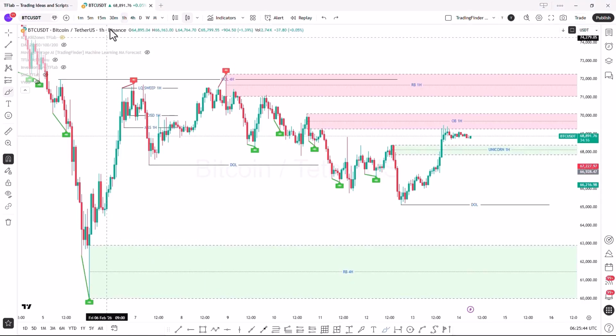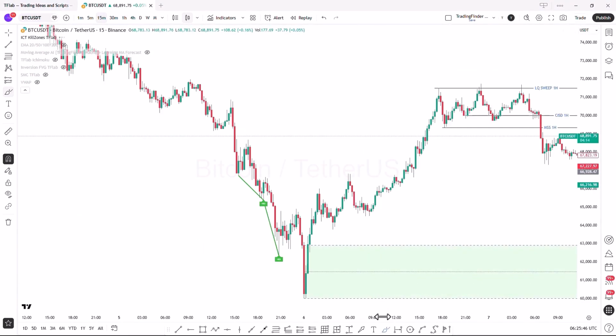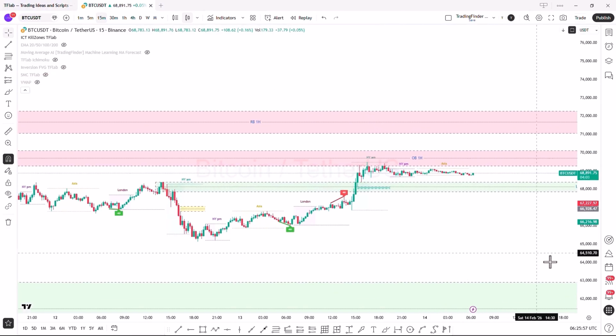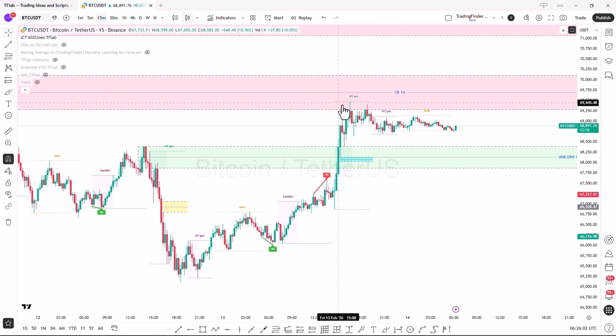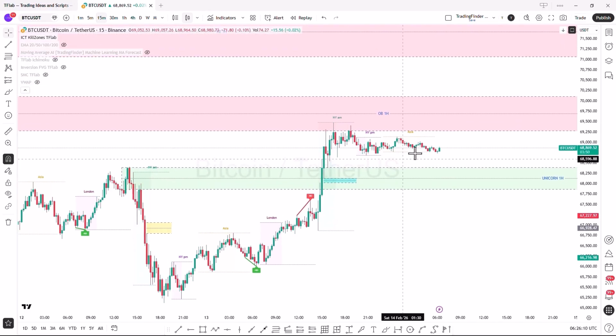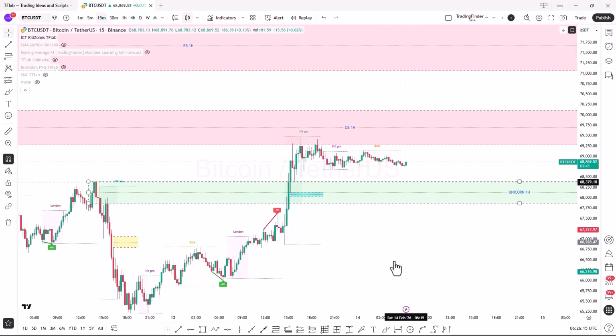This is the analysis of Bitcoin on the 15-minute time frame. We can see that the price movement over the past two sessions has been within the New York morning session range, and there hasn't been enough momentum or the necessary liquidity to break out of this range, so it's expected that the price will make a bullish move during the London session.